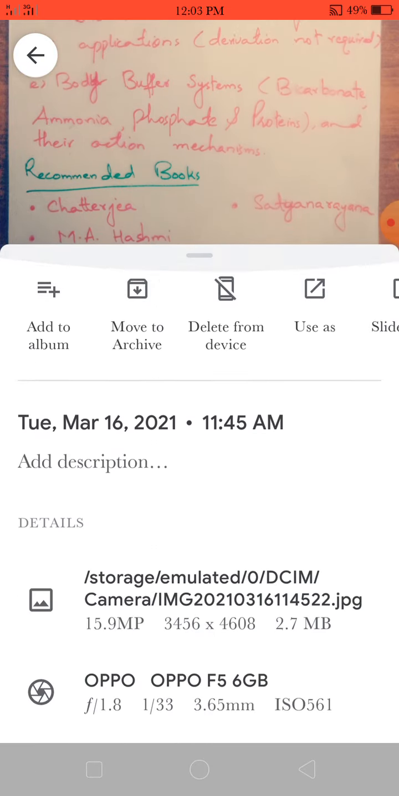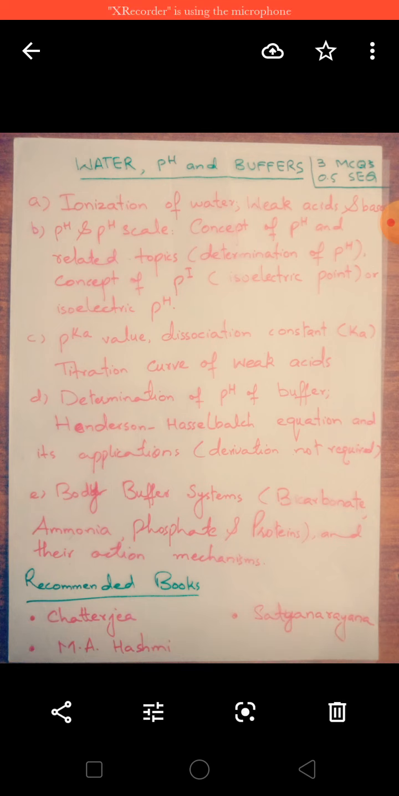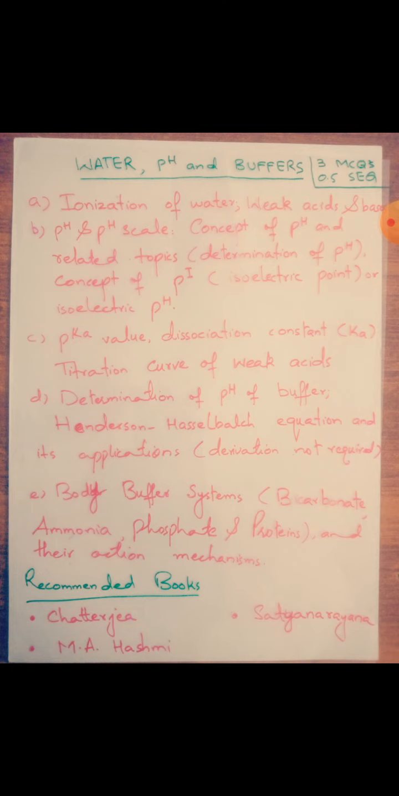Then we will study body buffer systems, in which there are mainly three buffers: the bicarbonate buffer, that is the predominant buffer of extracellular fluid; then the phosphate buffer, which is the predominant buffer of intracellular fluid; then the ammonia buffer, which works in close association with the renal mechanism of pH regulation; and lastly the protein buffer system, in which we will study the buffering capacity of plasma proteins as well as hemoglobin.